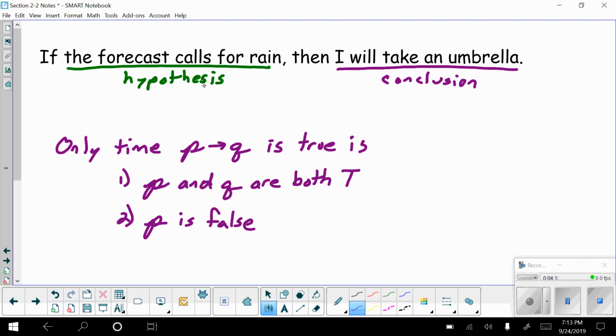But if I have a ridiculous statement with a false hypothesis, like if donuts fall from rain clouds, then Mr. Carrillo rules the world, I'd have to give an example of donuts falling from rain clouds where I do not rule the world. And that's impossible to provide the counterexample, so we're forced to assume it's true. So these are the only times conditionals are true, if the hypothesis and conclusion are both true, or the hypothesis is false.